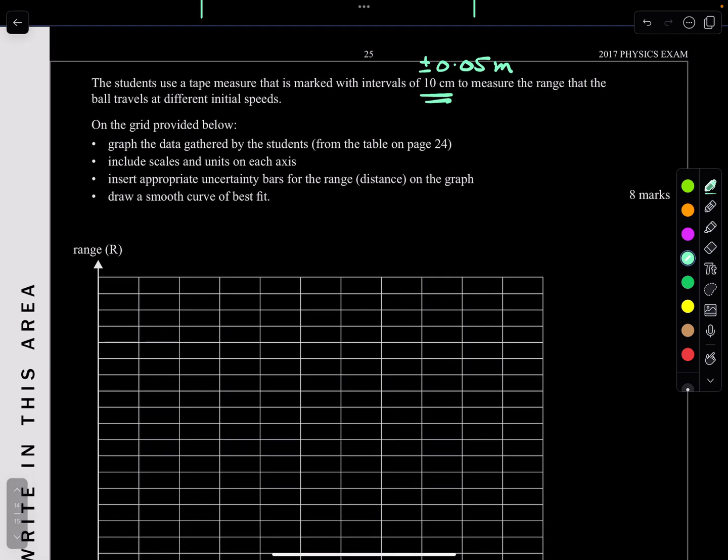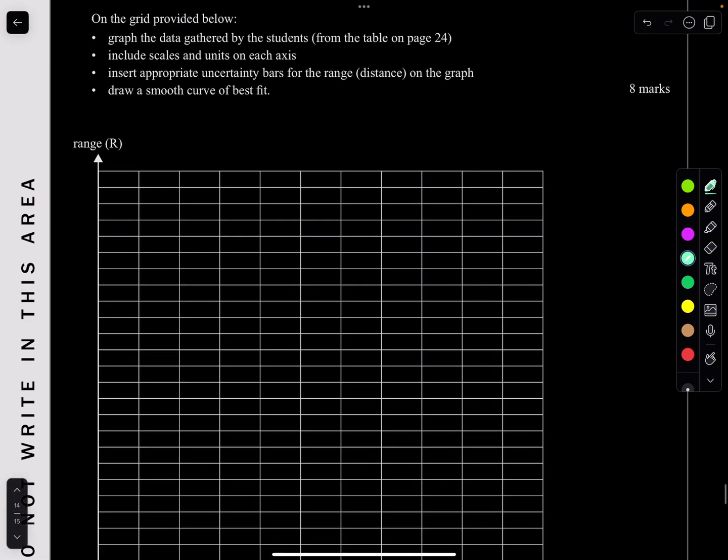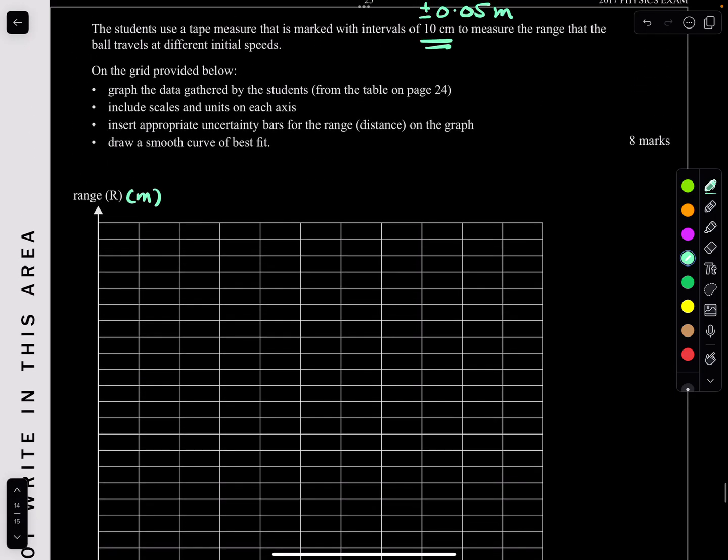First, what we're going to do is include scales. That's the main important part. Let's have a look at the initial speed. First, of course, make sure the range is measured in meters in this case, and the initial speed is measured in meters per second. That's important to put there. Those are your units. And now let's put some scales.